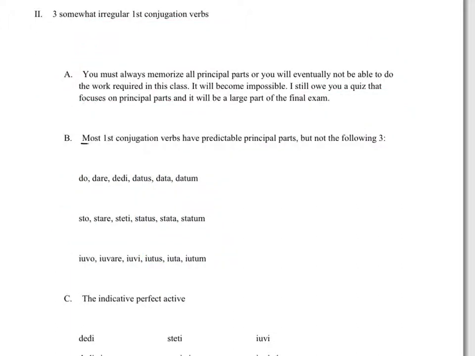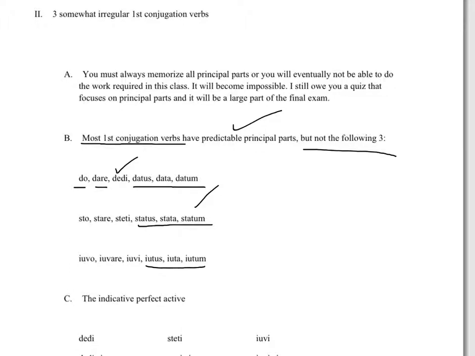Now, the principal parts of most first conjugation verbs are very predictable, but not the following 3. It goes do, dari, dedi is particularly strange, and then datus, data, datum. Note that your book does not include some of those 4th principal parts, even in the back of the book. In the chapter itself, I think it omits this 4th principal part for sto, and in the back of the book, I don't think it has the 4th principal parts for this word. At any rate, just be aware of that, and this lesson is more complete than the book.